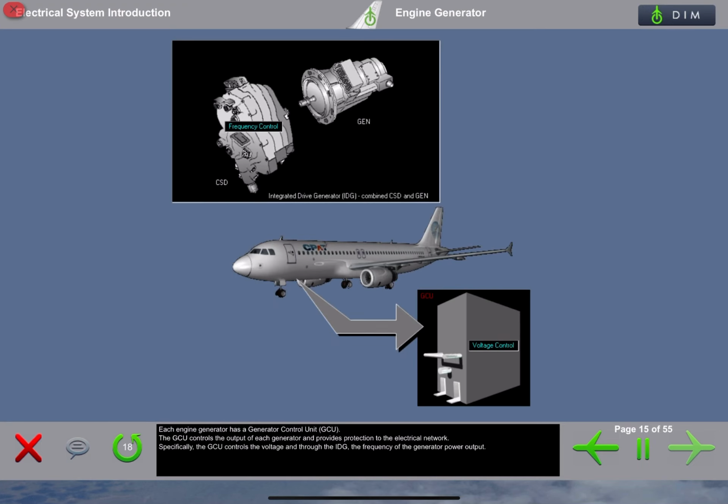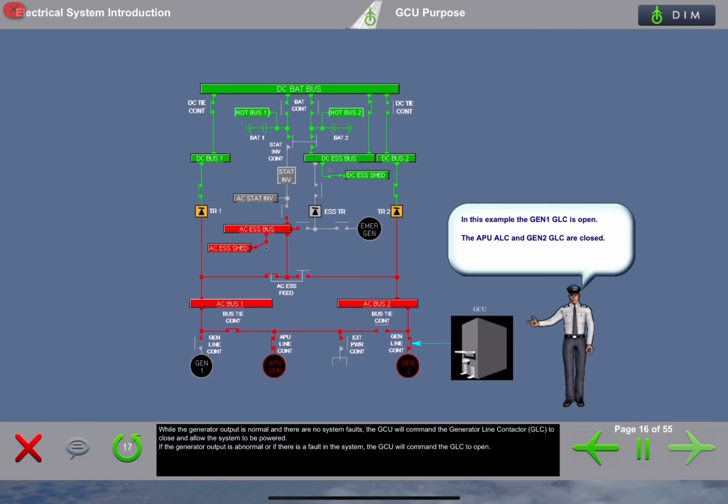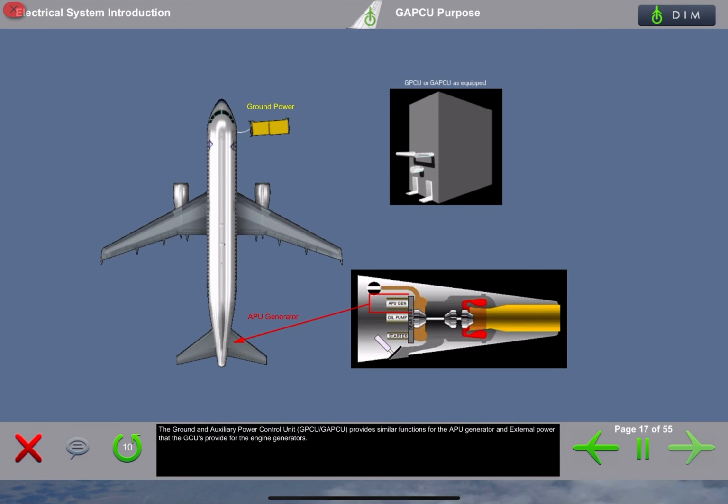Each engine generator has a generator control unit, GCU. The GCU controls the output of each generator and provides protection to the electrical network. Specifically, the GCU controls the voltage and, through the integrated drive generator, the frequency of the generator power output. While the generator output is normal and there are no system faults, the GCU will command the generator line contactor, GLC, to close and allow the system to be powered. If the generator output is abnormal or if there is a fault in the system, the GCU will command the GLC to open.